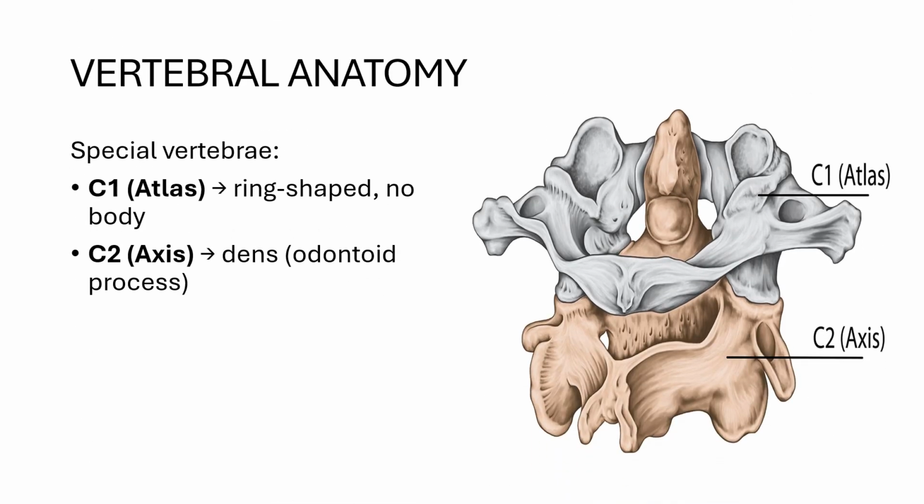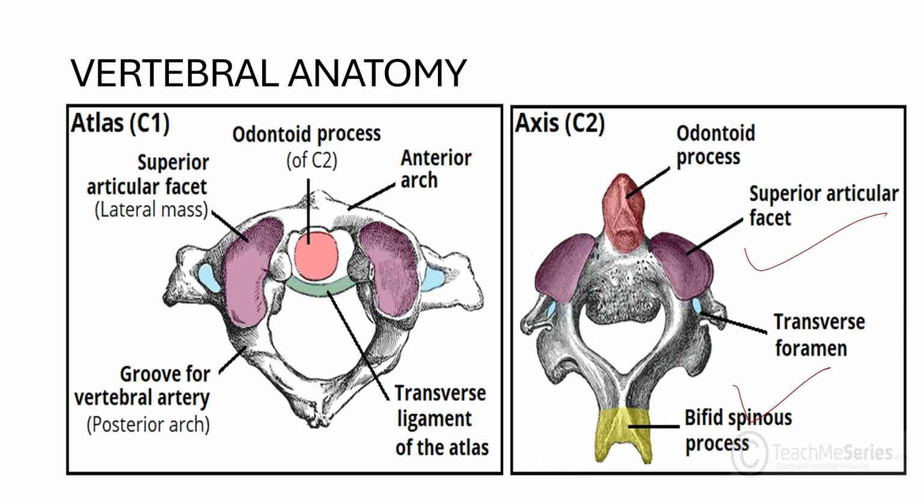There are two special vertebrae, the C1 atlas and the C2 axis. As we can see, this is the atlas, and this one is the axis. C1 appears as a ring shaped structure, as we can see here, whereas C2 has the special structure, the dens or odontoid process, and this articulates with C1. So this is the odontoid process articulating with C1.